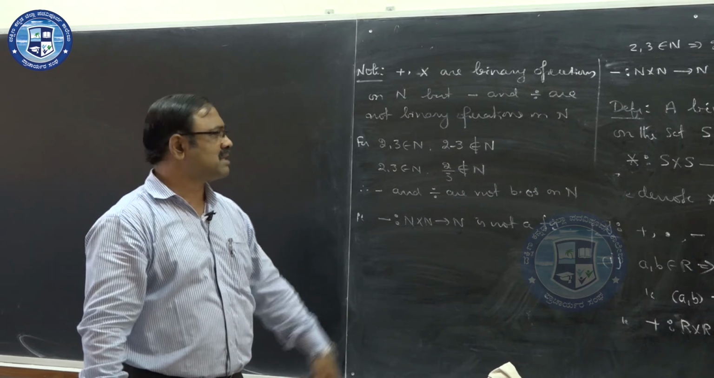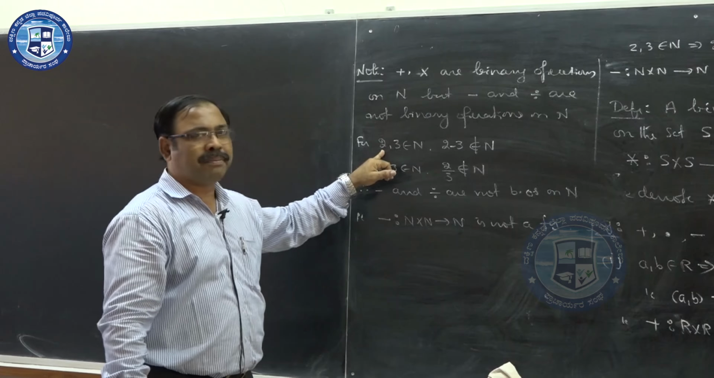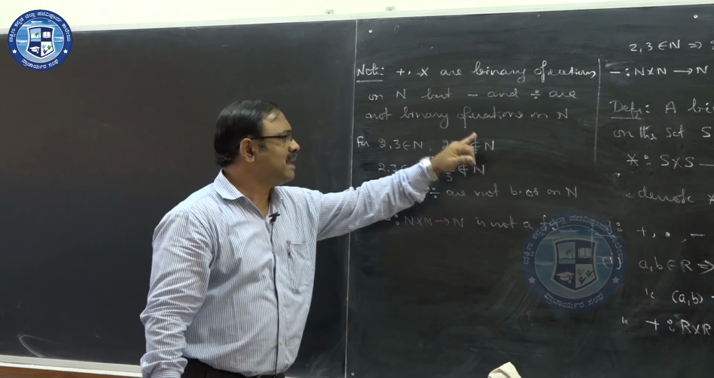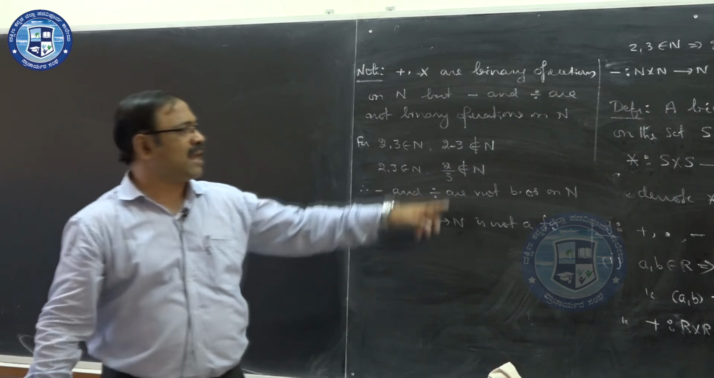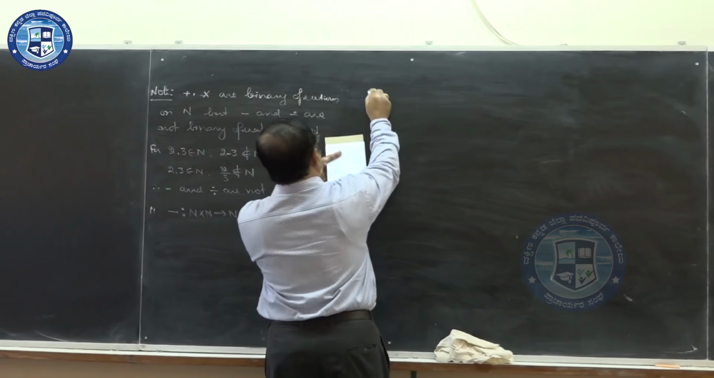But what is the best way to understand? 2, 3 belonging to the set. The association of this ordered pair is 2 minus 3. So it does not belong to N, because N is a set of naturals. There are no negative numbers in the set. One more example.